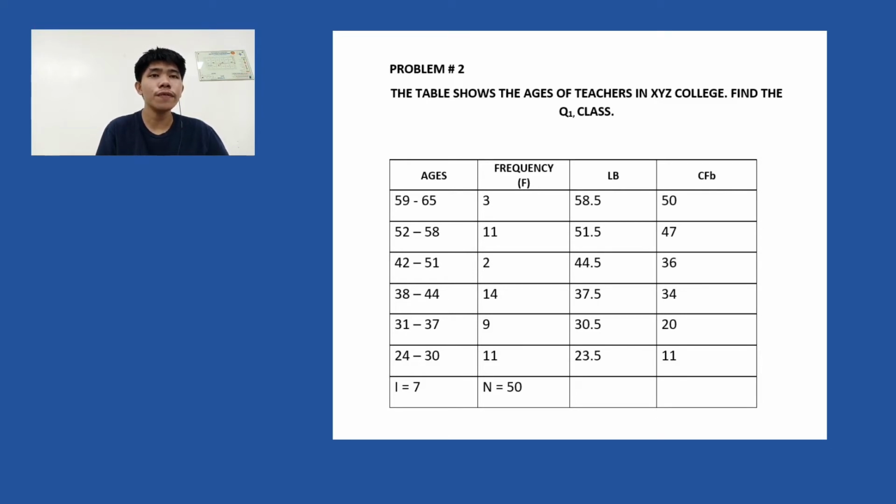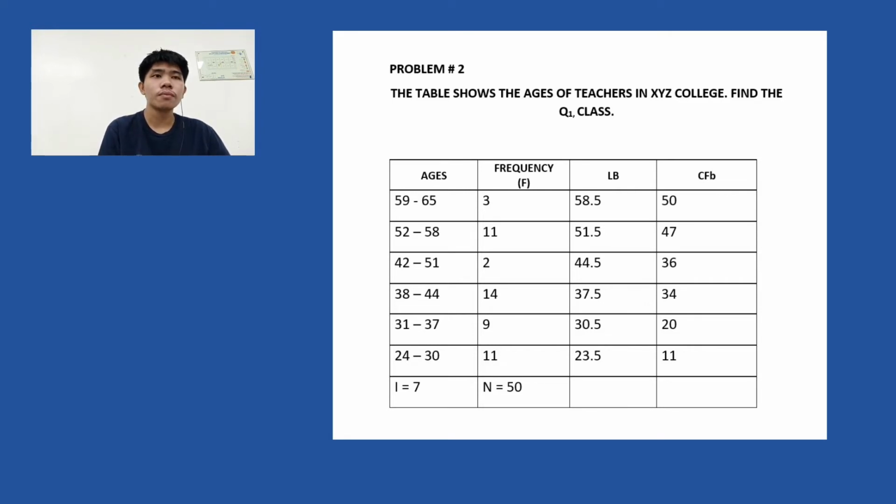Next, below 59 is 52. So 52 subtracted by 0.5 is 51.5. 42 subtracted by 0.5 is 44.5. 38 subtracted by 0.5 is 37.5. 31 subtracted by 0.5 is 30.5. 24 subtracted by 0.5 is 23.5. And that is how we get our lower boundary for this table.